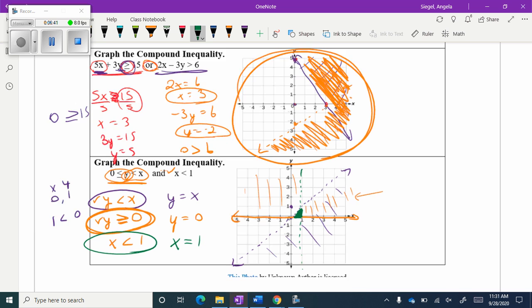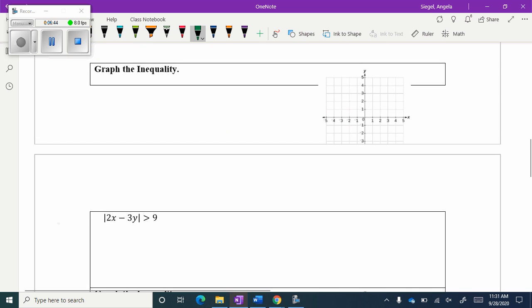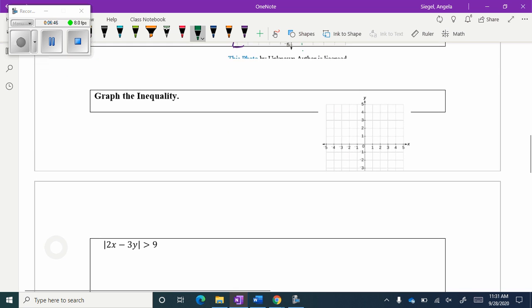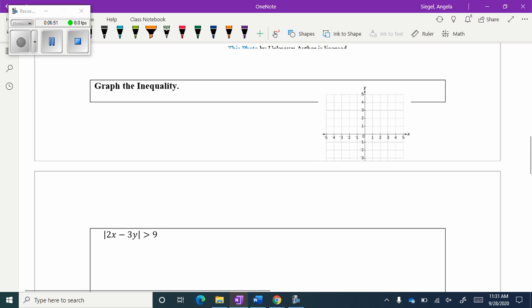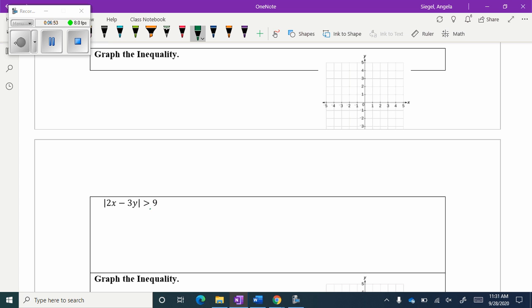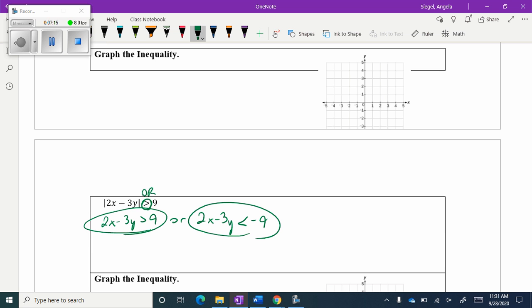Okay, so now, ooh, I don't like the way this ended up. Graph the inequality. Sorry, I don't know why the graph is so messed up here. Okay, so this is a great OR, so this is going to be an OR problem. I have 2x minus 3y is greater than 9, or 2x minus 3y is less than negative 9. Go ahead and graph one or both of them, and then we'll meet up.